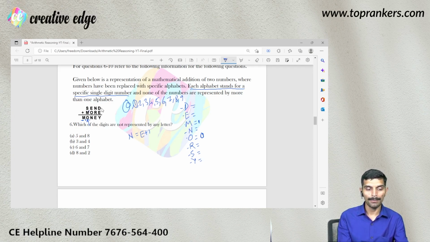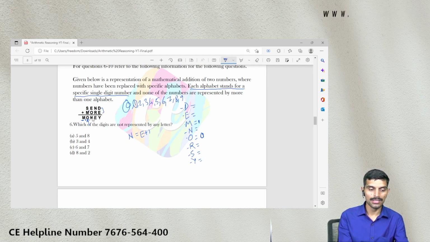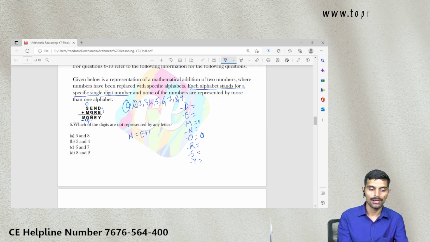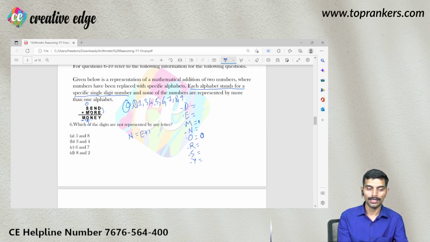Then what happens here? If this N is E plus 1, I can surely say there is no carry. The carry over from this side is 0, and then the value of S has to be 9, nothing less than 9, because if it is 8 plus 1, 9, there won't be an additional digit, right? Instead of 5, it would have been a 4-digit number. So the value of S is 9 for sure.